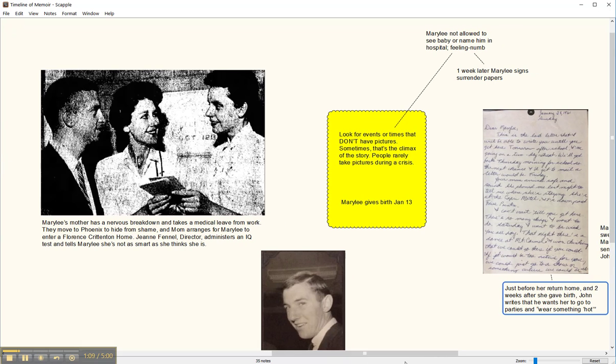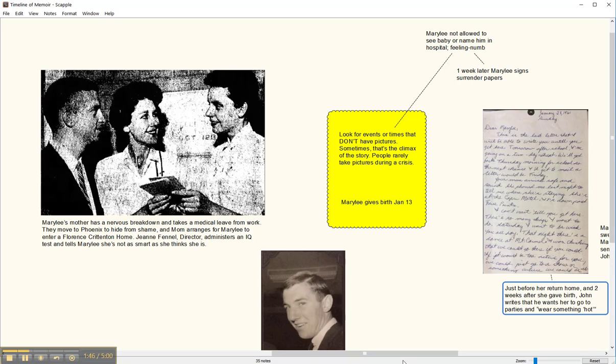Now, very often when you have a crisis in your personal life, and I'm assuming a lot of memoirs are going to be written around crises, no one is taking pictures. So as you're assembling this information, look for the times where there are no pictures. Is there something that's clearly missing? What was clearly missing was a picture of the birth and a picture of the baby. Because I wasn't allowed to see the baby, and even I was not allowed to hold him or name him.